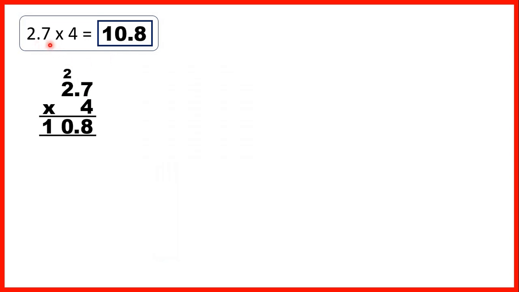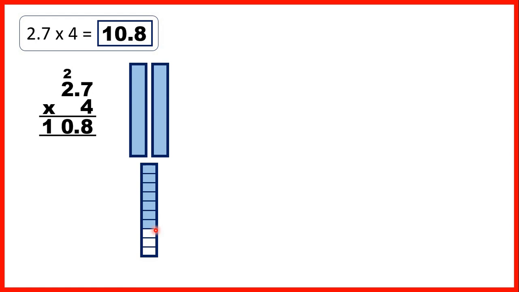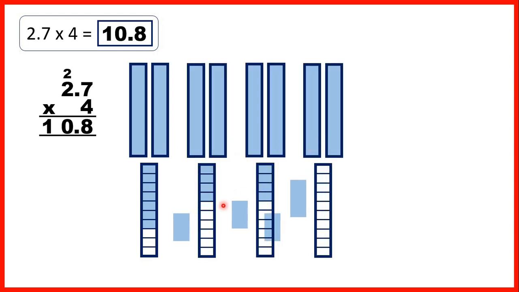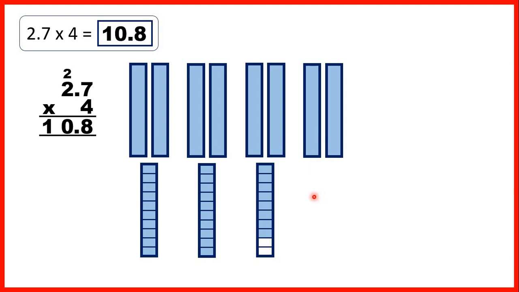Then we had 2.7, so that's 2 wholes and 7 tenths, and we were multiplying by 4, so we can show 2.7 4 times. If we do some regrouping, we have an empty fraction bar, but these 28 tenths are the same as 2 wholes and 8 tenths, so that's why we write a 2 above our ones column and leave the 8 as the tenths digit of our answer. Now, with the 2 that we've made from multiplying our tenths, you can see that we have 10 whole fraction bars altogether, so that's why our answer is 10.8.